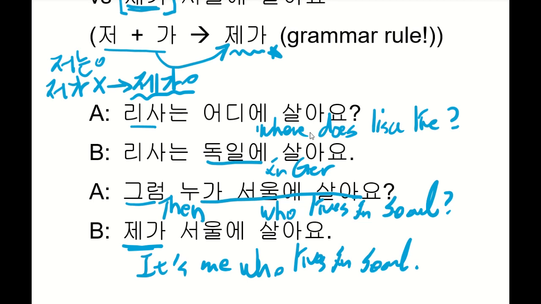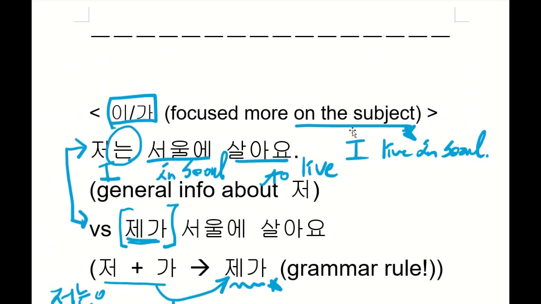Okay, so it's not about your introduction, like I live in Seoul, but in this context, I hope you get the context. Like A asks again, 그럼 then who lives in Seoul? I want to know that specific person who lives in Seoul now, in this conversation. B said, 제가 서울에 살아요. That's why I wrote here, 이가 is focused more on the subject. Okay.